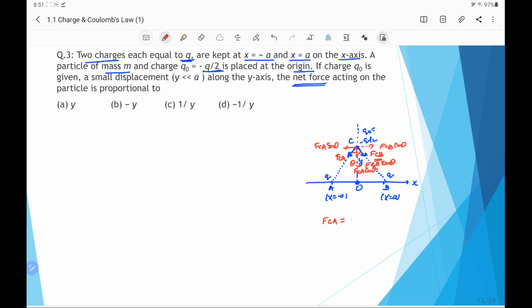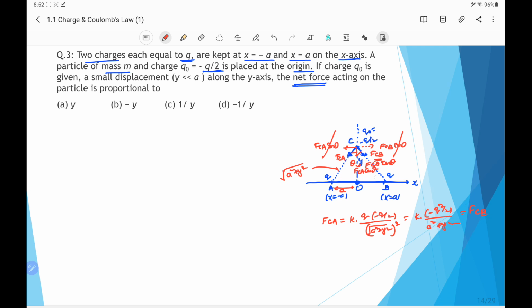And if we find FCA, this is equal to K into q into minus q by 2 by the distance squared, and the distance, using Pythagoras theorem, with OA being a and OC being y, is root a square plus y square. So we can write it is root a square plus y square whole square, or K into q into minus q square by 2 by a square plus y square. Similarly, it is also equal to FCB.